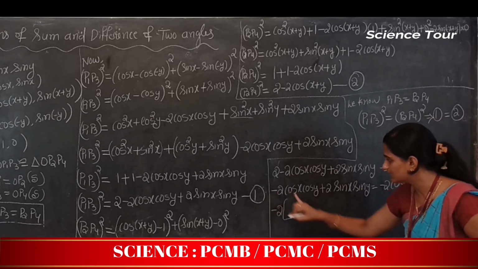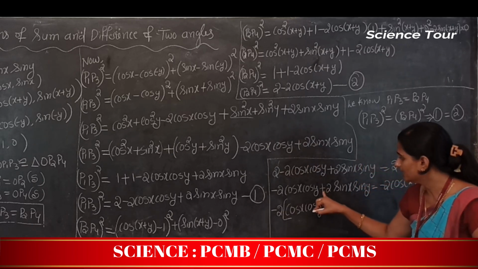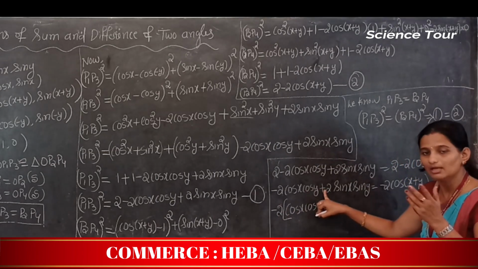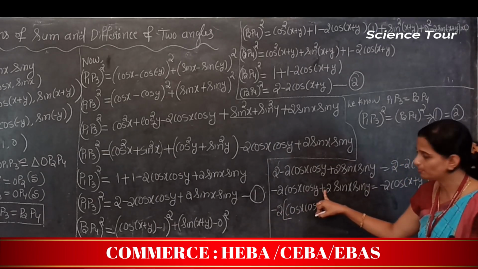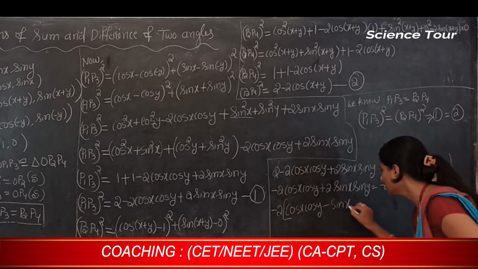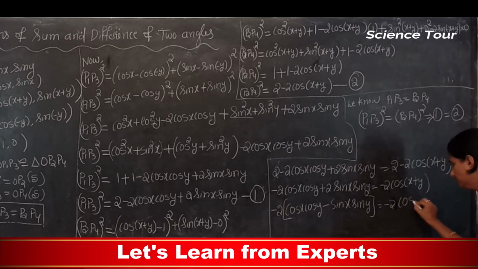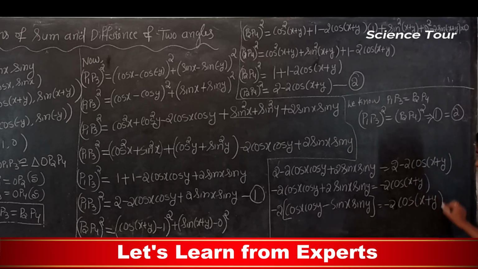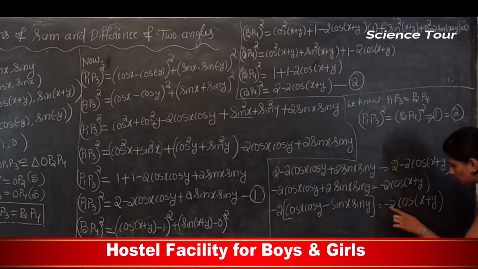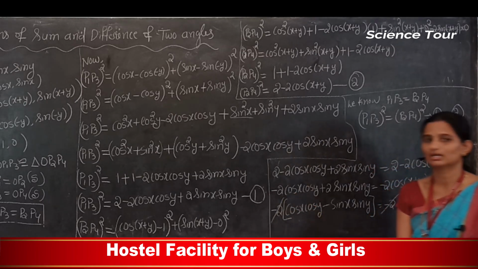So minus 2 outside means what remains? It is cos x cos y. I took the minus sign outside, so the next sign changes: plus changes to minus, minus changes to plus. So this is minus 2 I took outside, it is sin x sin y, which is equal to minus 2 cos of x plus y. See here, it is minus 2 into, this is also minus 2 into. So I can cancel this minus 2 and minus 2.